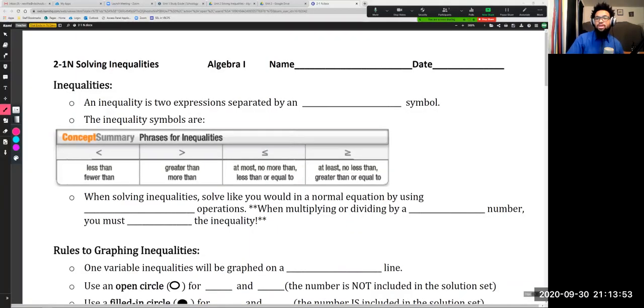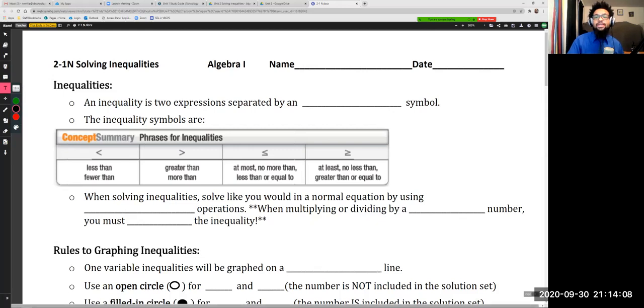For this lesson, we are going to go over how to solve inequalities. And so now when we start this, it's going to look very similar to what we have just finished doing. We just finished solving regular equations, and these are inequalities, and the process is going to be extremely similar. So let us begin with some definitions.